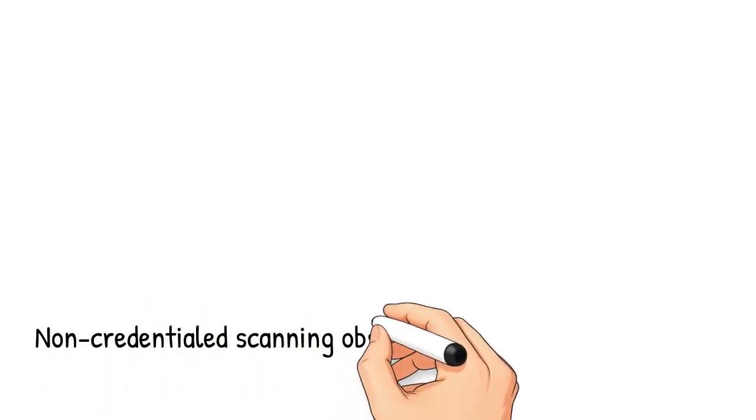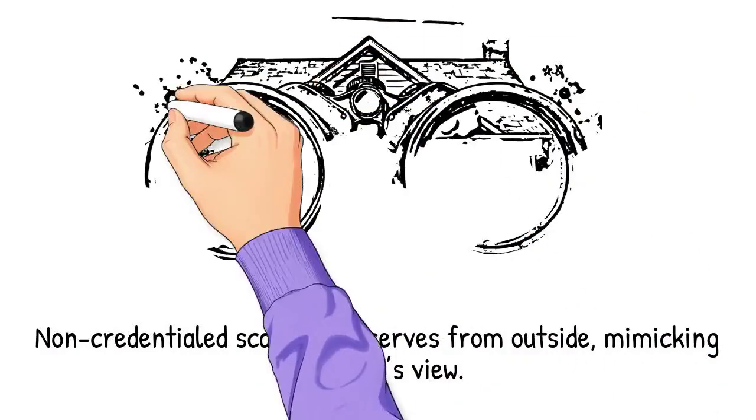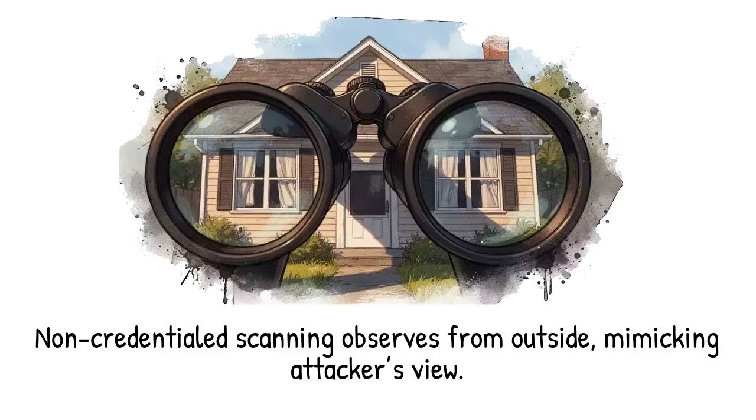Non-credentialed, unauthenticated scanning is like inspecting a house from the outside. This shows what an attacker sees, but with limited visibility. It's useful for understanding which vulnerabilities are exposed to the world.